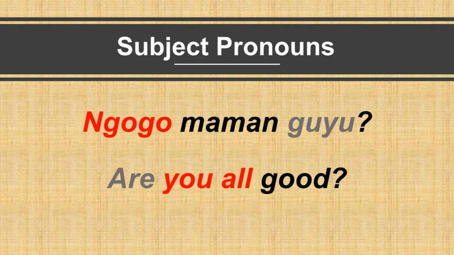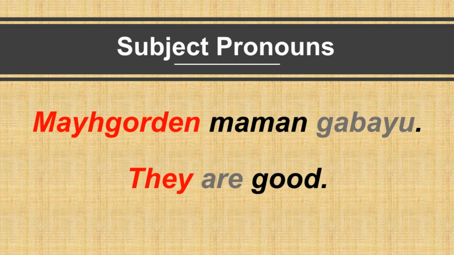You can also use the same structure to ask other people. For example, Ngogo maman guyu? Are you all good? And if you want to talk about people you can see, people who are near you, you can say Maigoden maman giyuwa. They are good.